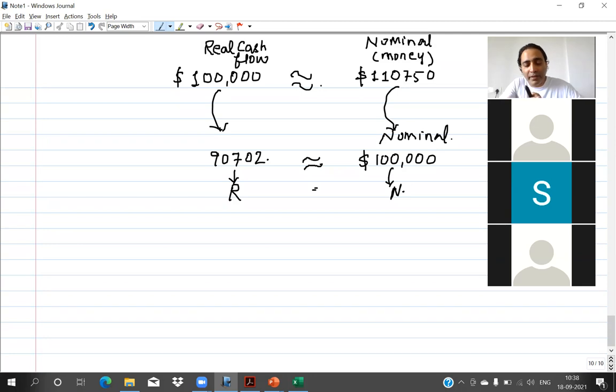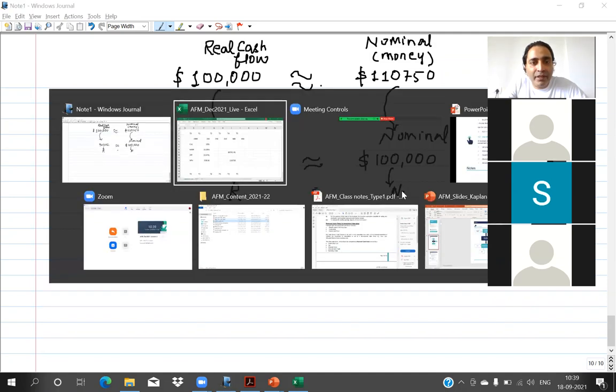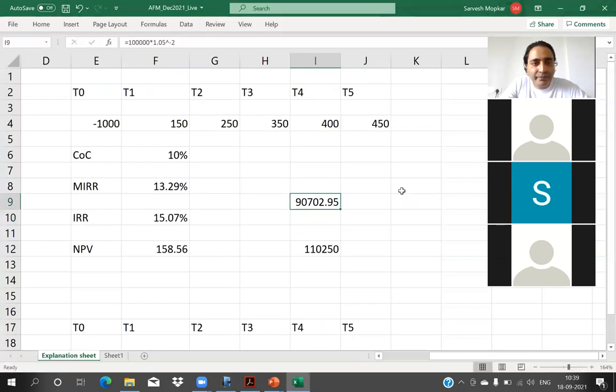So we should be careful. In advanced financial management, we should be careful about incorporating the inflation. Kyunki agar aapne inflation consider nahi kiya, then you will get wrong answers. Like say, for example, I tell you that you invest $1,000 today, and these will be the cash flows that you will receive for the next 5 years.